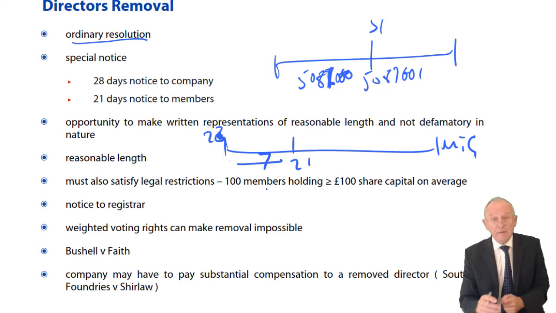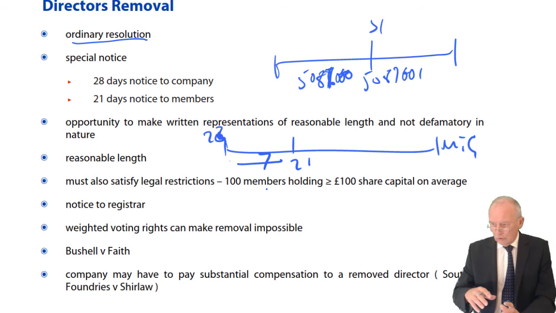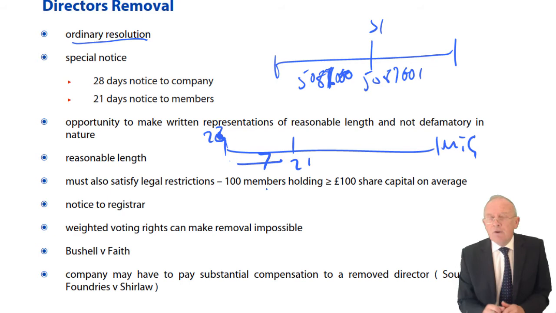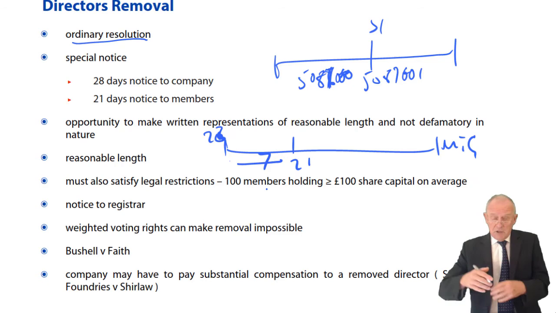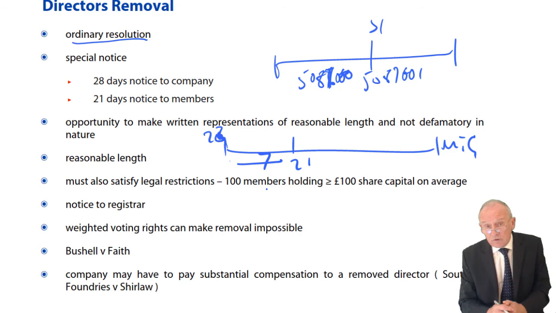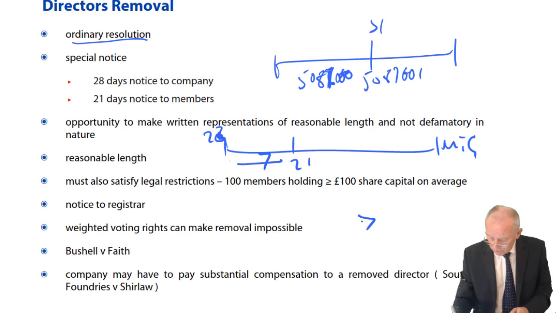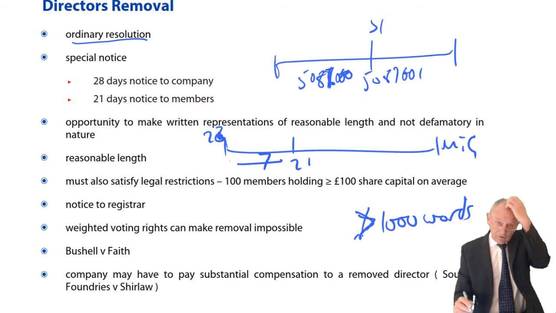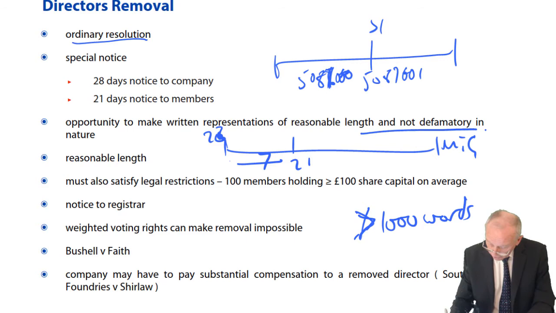The answer is it gives Simon the opportunity to write reasons, written representations, why, in all fairness, he feels he should not be removed as a director. He may say that he's the best thing that's ever happened to this company, and here's his track record, and what a wonderful person he is, and he's honest as the day is long, and you're all making a terrible mistake by removing me. And he's allowed to write these written representations of reasonable length, and reasonable length is not greater than 1,000 words, and not defamatory in nature.